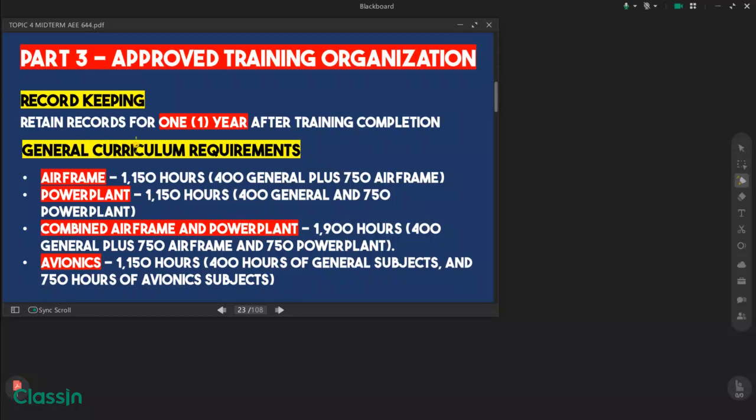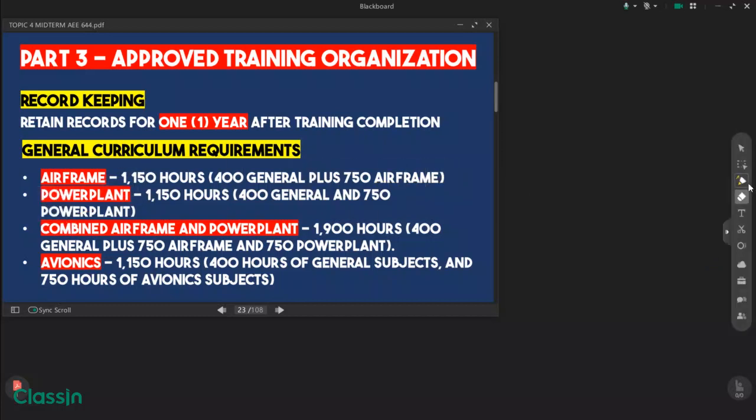So, we have 1,150 hours. So, we have 400 general. So, ibig sabihin general knowledge yan, pangkalahatan. And 750 airframe. So, pag pinag-usapan natin airframe, kadalasan po pasok dyan yung sheet metals, yung pinaka-structural member ng eroplano. Okay? Then, power plant, 1,150 hours also. So, 400 general and 750 power plant. So, sabi ko nga, pag sinabi natin power plant is what? The engine of the aircraft.